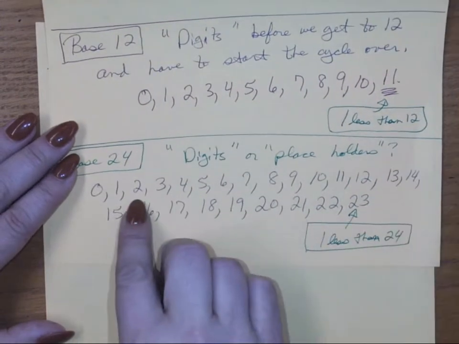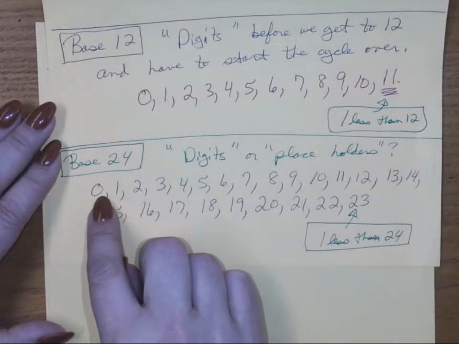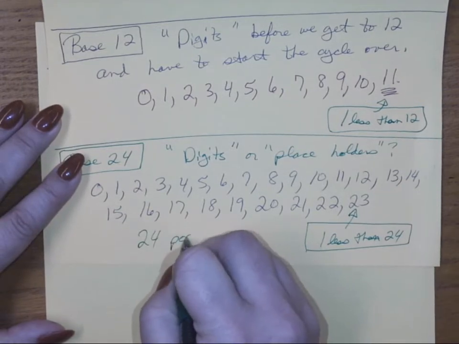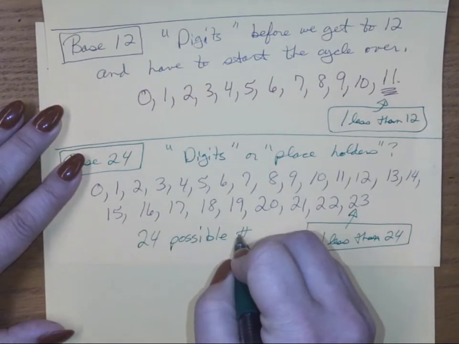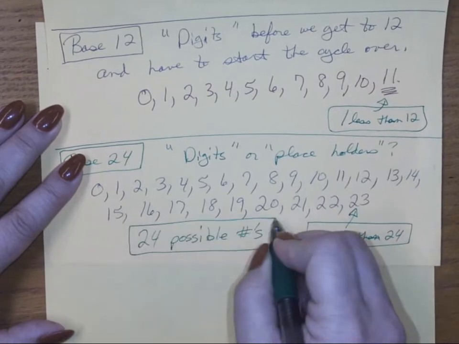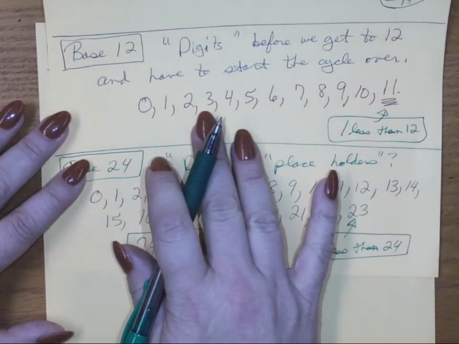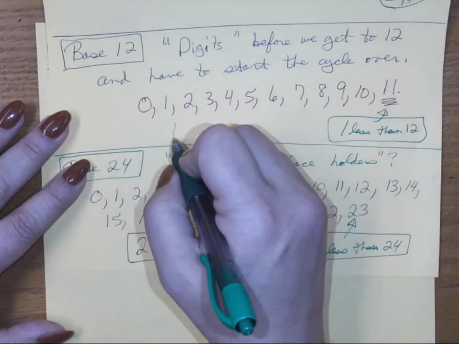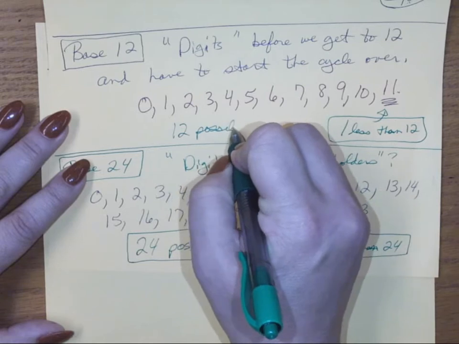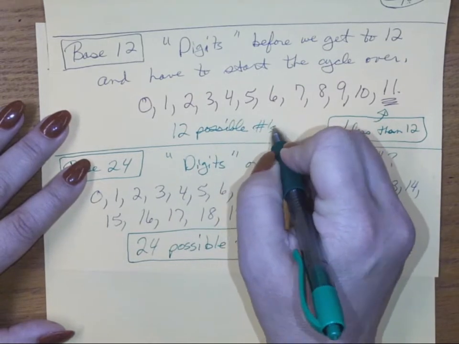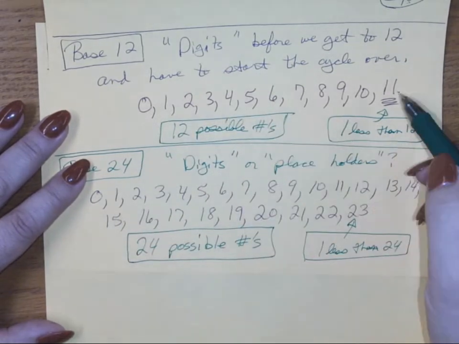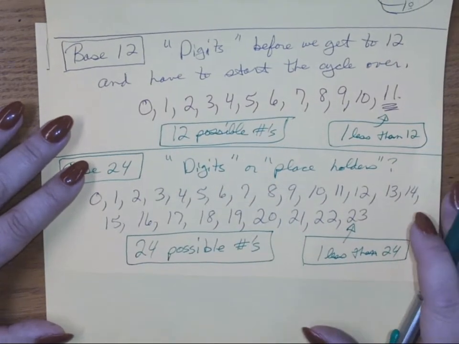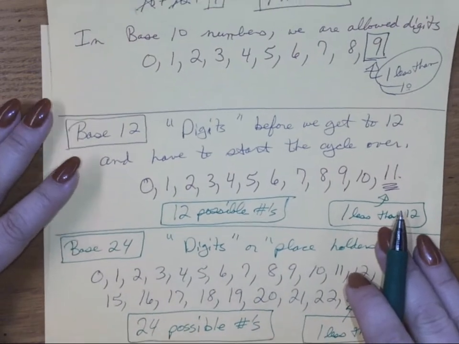There were 23 plus the 0. That's 24. Okay, so 24 possible numbers in base 24, right? What about here, base 12? There were 11 plus the 0, that's 12 possible numbers. It's not by accident. We stop one number short and we have this 0 to placehold. So it's always going to be 1 short and then we add 0.